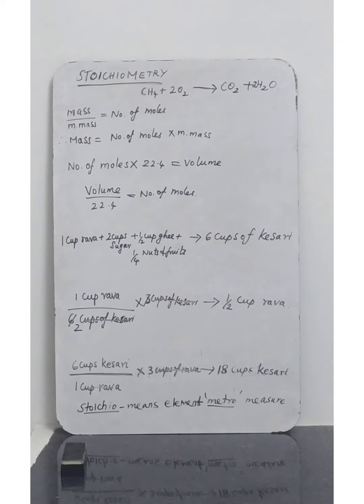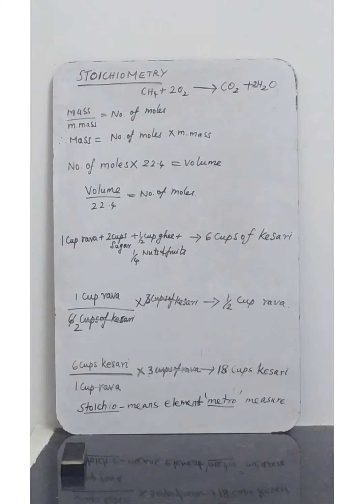If the number of atoms is given, we should use the formula number of moles is equal to number of atoms divided by Avogadro number. In the last class we discussed the Avogadro number value, 6.023 × 10^23. Suppose the number of particles or molecules is given, and they are asking to calculate the number of moles, then number of moles is equal to number of molecules divided by Avogadro number. These are the four formulas you have already learned in 10th standard for calculation of number of moles.